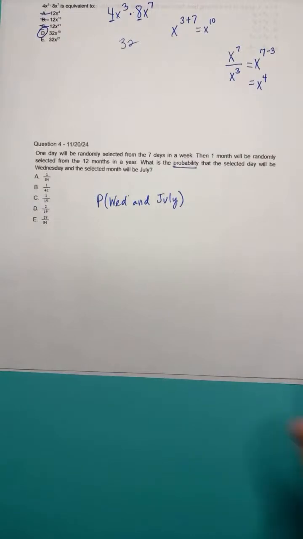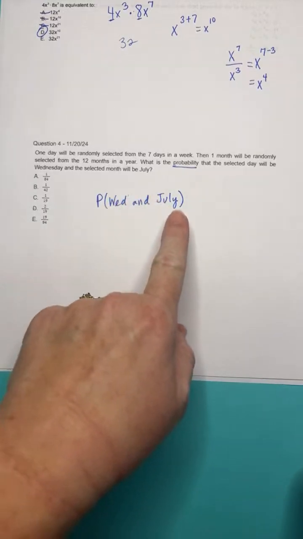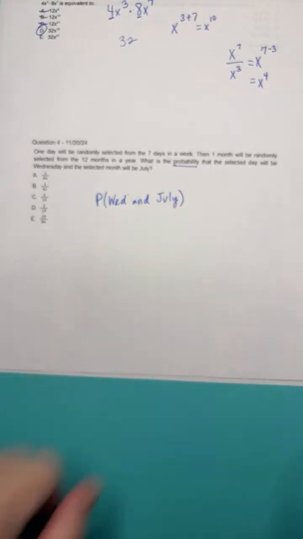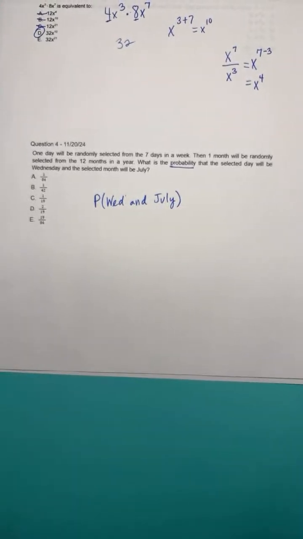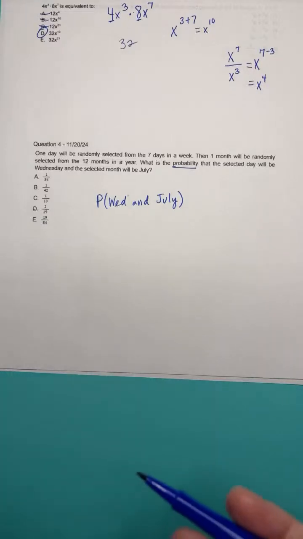So, in statistical terms, which you really don't have to know, but it's important to know how to handle these, this is an example of the probability of 2 independent events. And what that means is, if it's Wednesday, that has no effect on it being July, the same as if it's July, it has no effect on it being Wednesday. So we can look at the probabilities of each of these, the probability of it being Wednesday and the probability of it being July, and we're going to multiply those together.